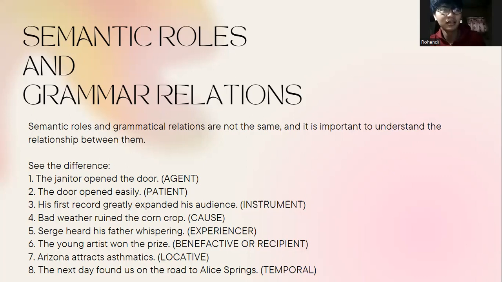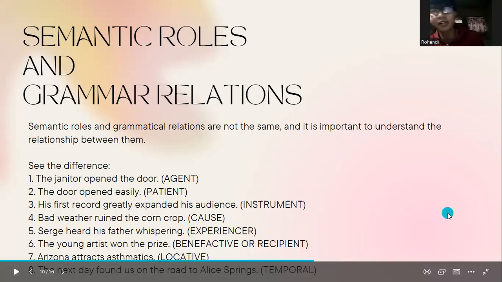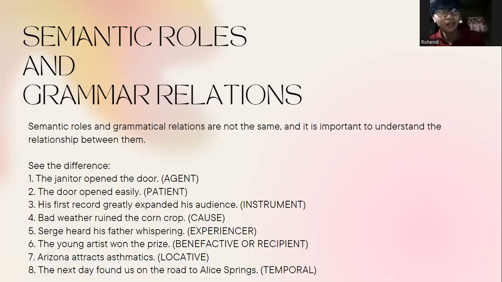This is another example from Utafia's material. But I would like to tell you that in "the janitor opened the door" and "the door opened easily," we have the same verb. So there is a difference between "the janitor opened the door" and "the door opened easily." That is, the janitor is the subject in the first, and the door in the second. Kalau disatuin bisa jadi beda gitu kan. Lalu next slide.